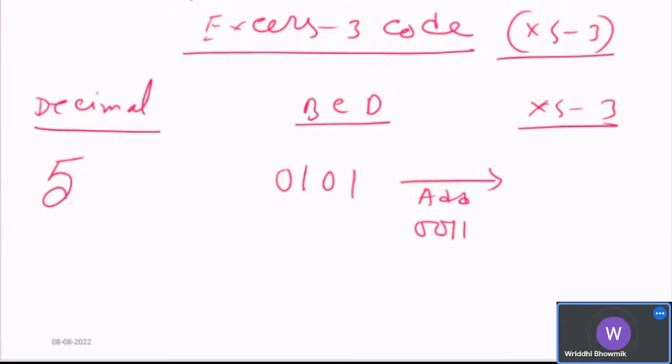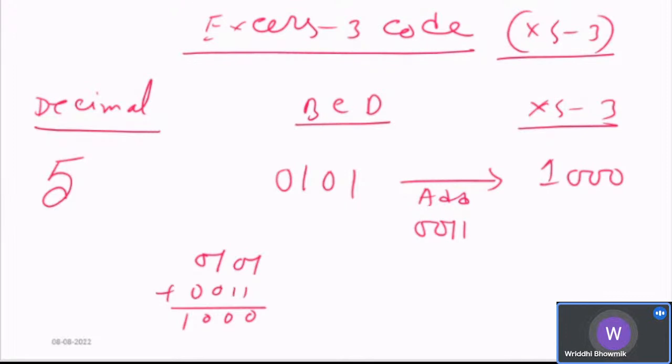3 means what? What is the binary or BCD representation of 3? 0011. So add 0011 to 0101. Okay, 0101 plus 0011. What do you have? 0, then 0, then 0, then 1. So 1000 is the XS3 representation of 5.